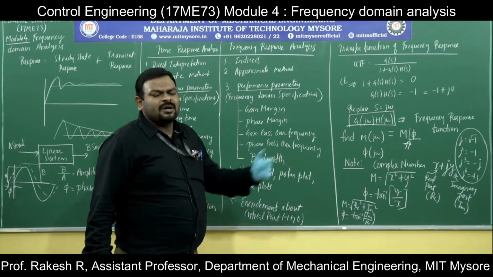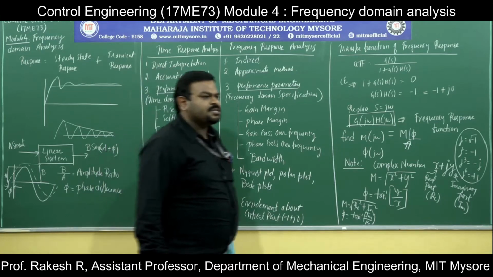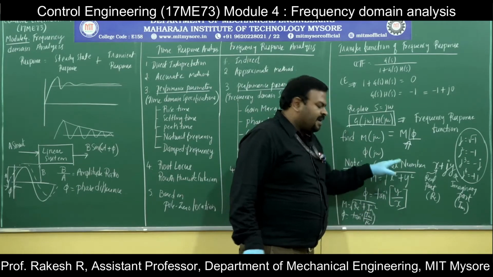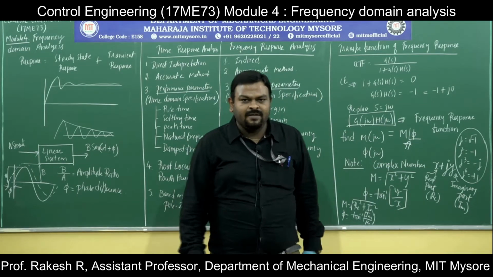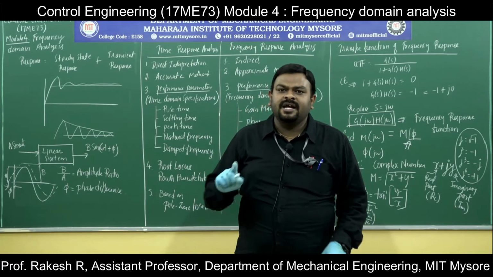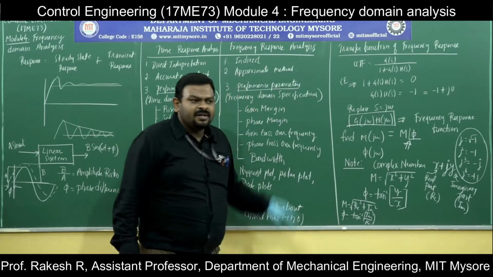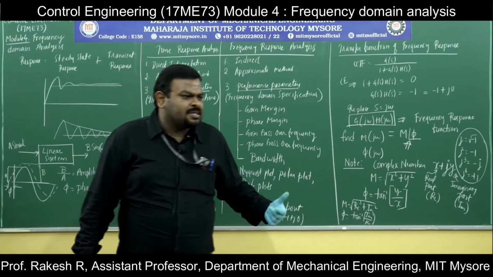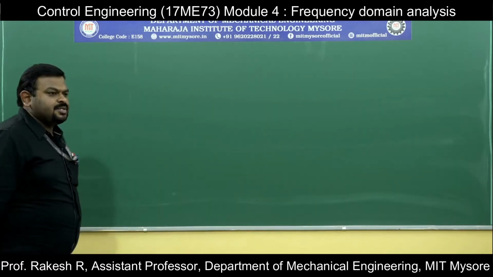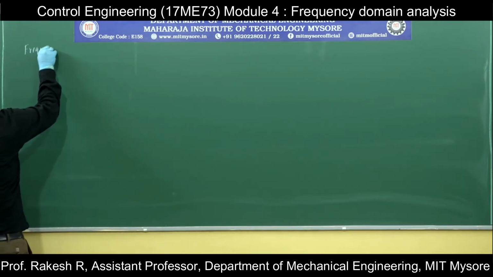Since we solve many magnitudes and phase angles, you have to recall the complex number magnitude and phase angle here. Magnitude for a complex number is square root of real part square plus imaginary part square, and phase angle for the complex number is tan inverse of imaginary part by real part. This correlation is very important, and this is the introduction to frequency response analysis. Let us see what the different frequency domain specifications are.